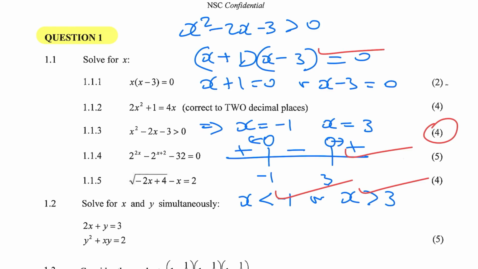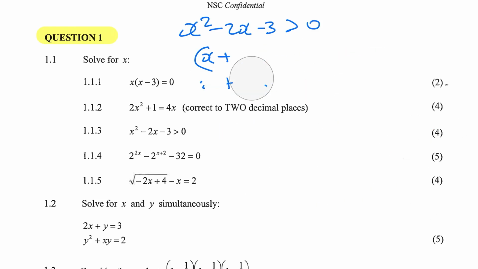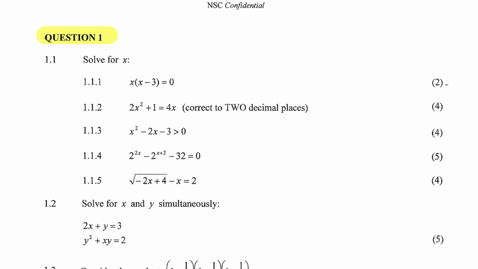Okay, let's do 1.1.4. In this question, 1.1.3 was important, but 1.1.4 is a little bit different. It's tricky, but easier. They're always going to be asking you the same type of questions. So if you understand this one, you're definitely going to understand the rest of the questions they're going to be asking you.